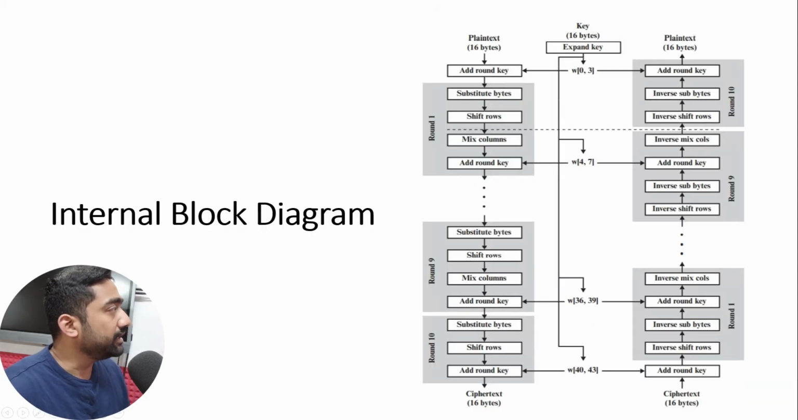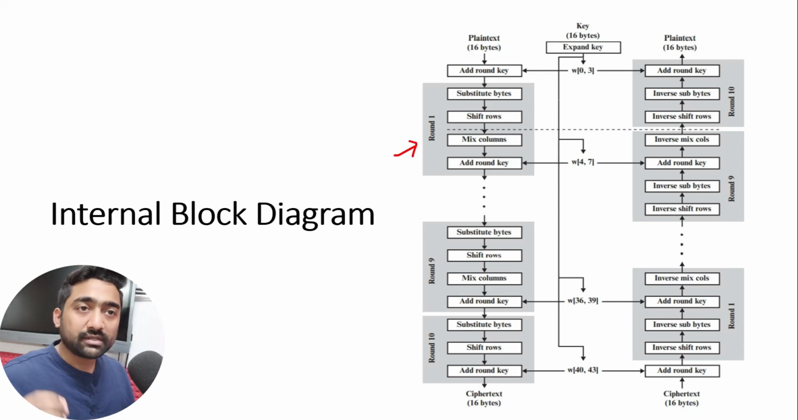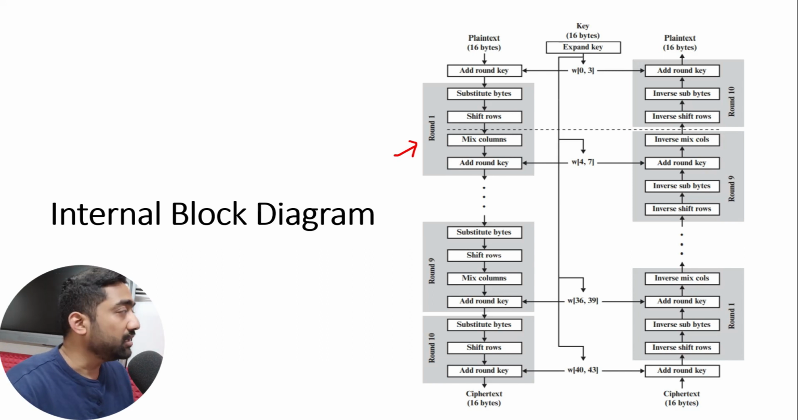If I go ahead and show you this, as you can see, from round number 1 till round number 9, that is from round number 1 till round number n-1, we will have 4 transformations in each round. Whereas in the case of round number 10, we will have only 3 transformations. So this is how the AES standard works. And we are going to have a look at all the operations that happen inside each round.